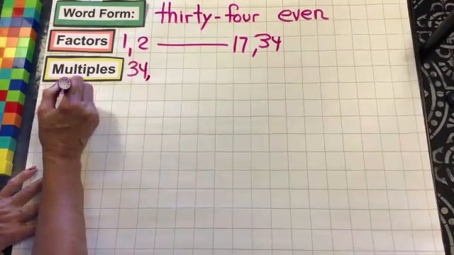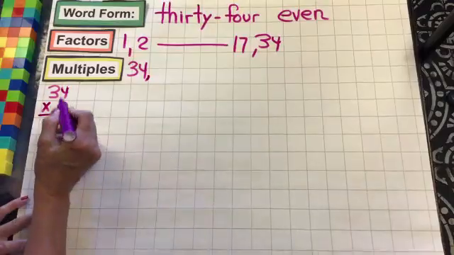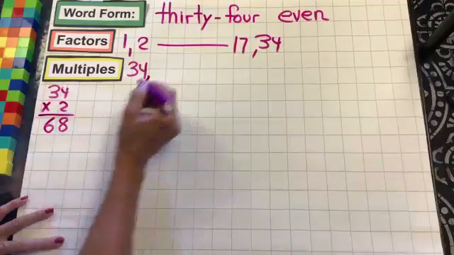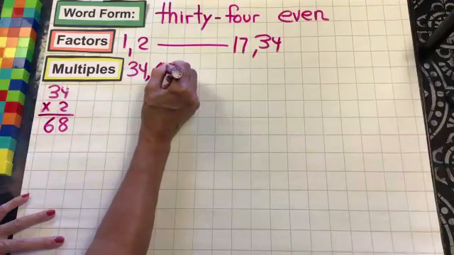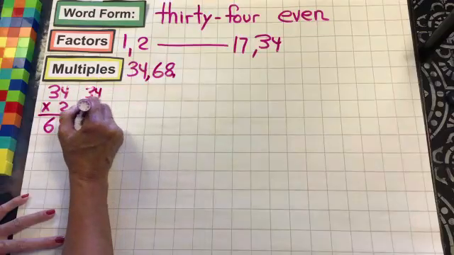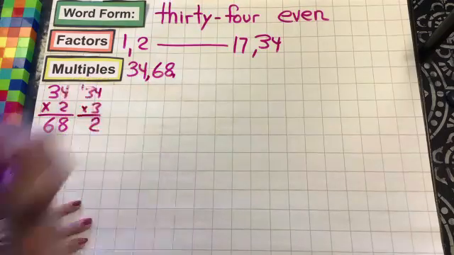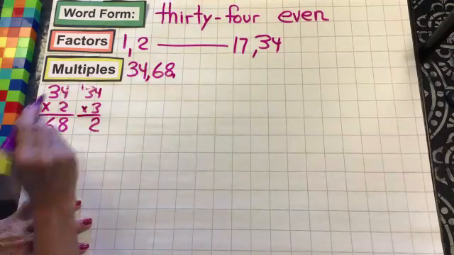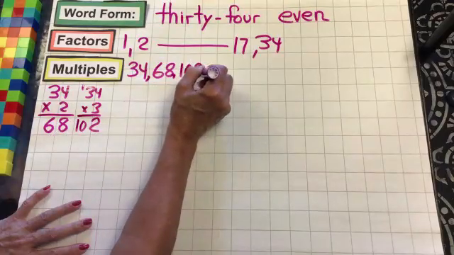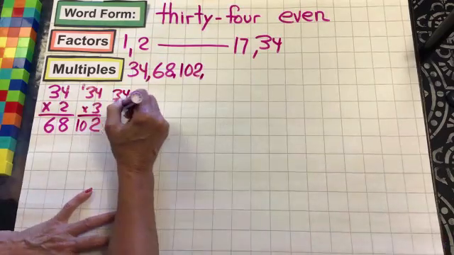So 2 34s. So 34 times 2 equals 2 times 4 is 8. 2 times 3 is 6. So 2 34s is 68. Let's do 3 34s. 3 times 4 is 12. Drop the 2, carry the 1. 3 times 3 is 9 plus the 1 is 10. So we have 102. If we have 3 34s, let's do 34 times 4.